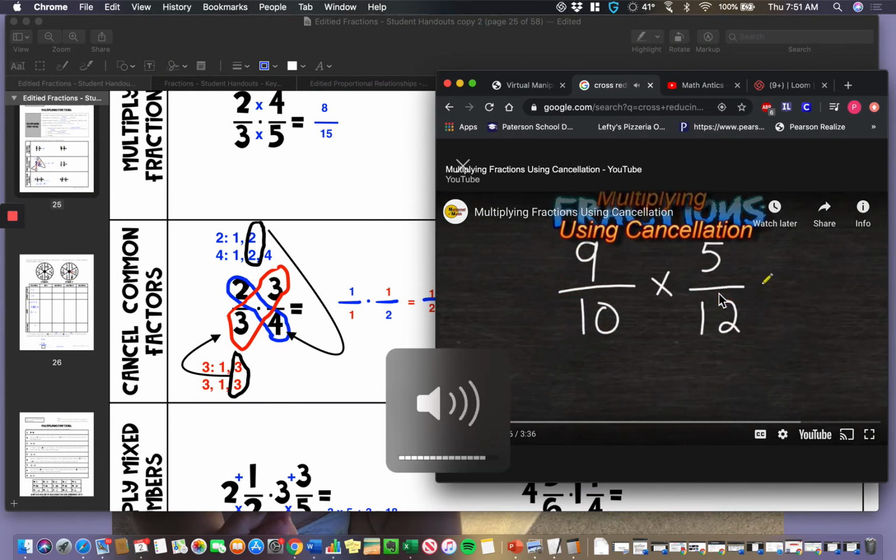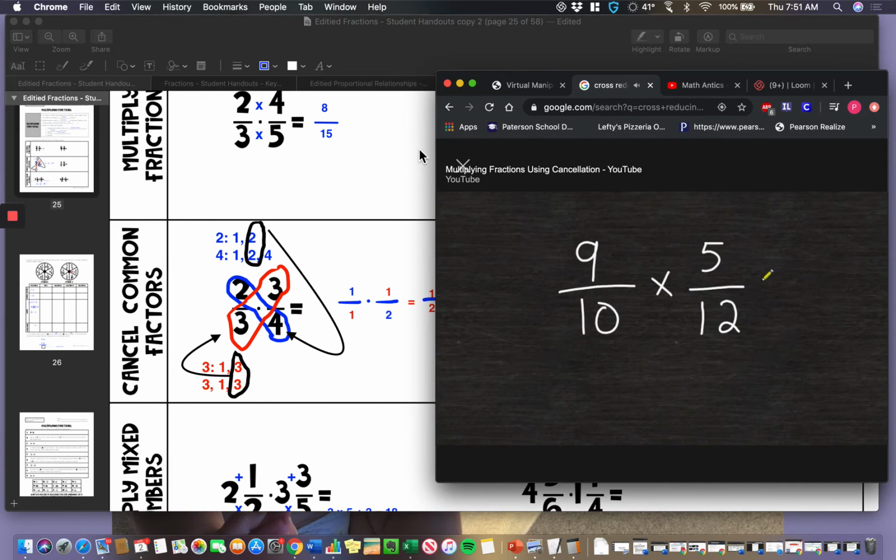When multiplying two fractions together, it is possible just to take the numerators and multiply those together to get your numerator. In this case, 9 times 5 is 45, and then multiply your denominators together to get your denominator, and 10 times 12 is 120, and then you can take that resulting fraction and reduce to lowest terms. However, you will oftentimes end up with a fraction that is very difficult for many people to reduce. So what we are going to do is reduce the problem itself so the answer we get is already in lowest terms.